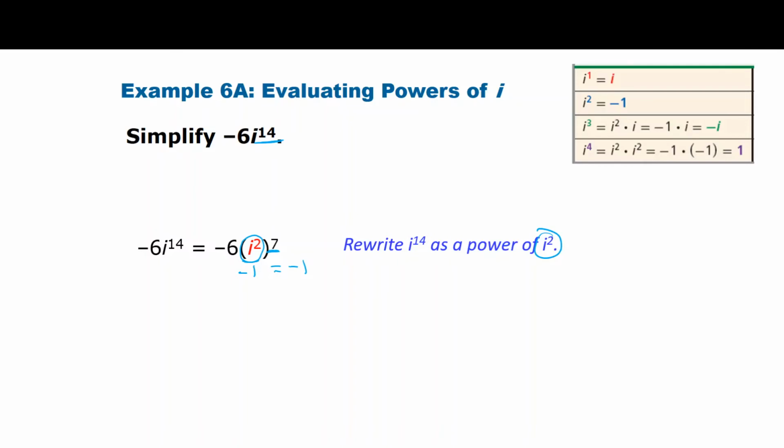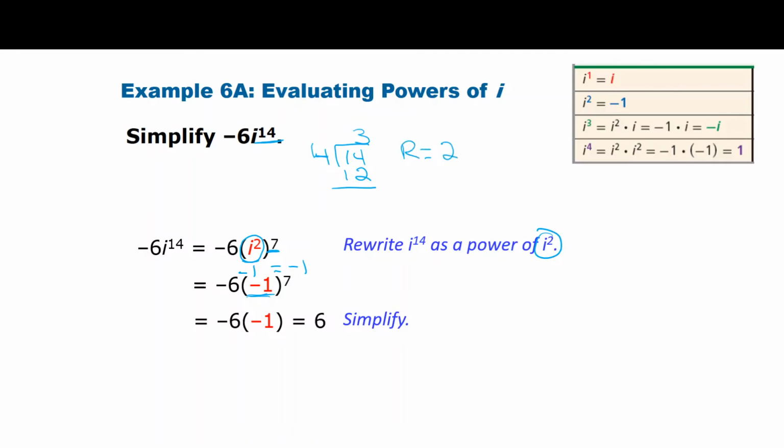So -6 times -1 is going to be a +6. So let's just look at that through. Here again they said, okay, i squared is the same as -1. -1 to the 7th power is -1, and so it ends up being 6. What I sometimes do is say, okay, 4 goes into 14 3 times, that's 12, with a remainder of 2. So I look over here at my chart, and I see that is going to be -1, which is right here. So -6 times -1 is +6.